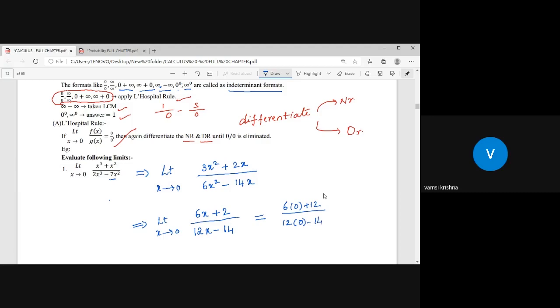Is it 12? No, it is 2. So 2 by minus 14, and the result is minus 1 by 7.